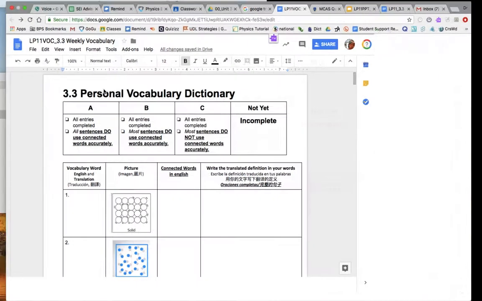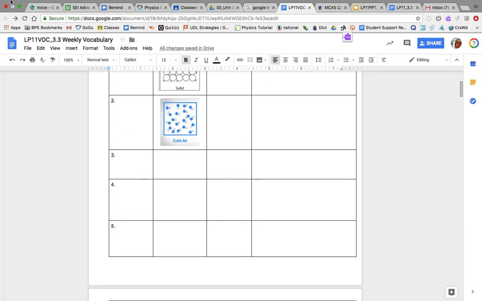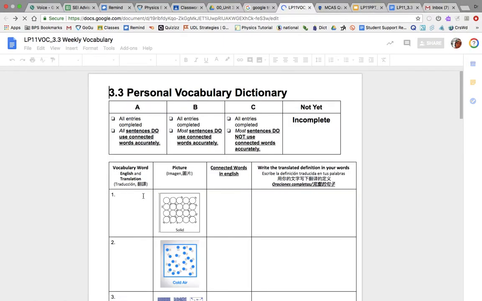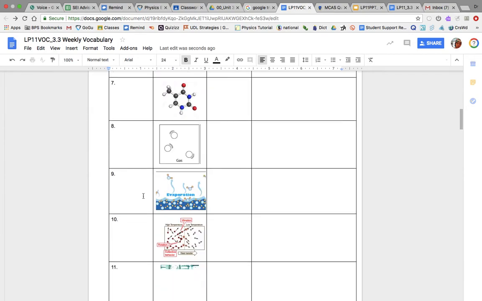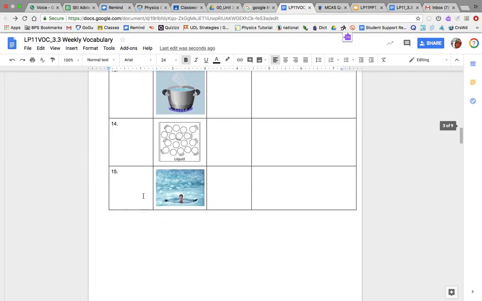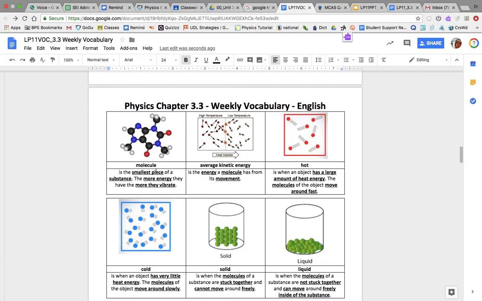We have the personal dictionary, or personal vocabulary dictionary, for 3.3. The vocabulary for this, let me refresh, start over so we can see all the pictures. Okay, good. So here we have all the pictures. This is the dictionary page, and at the bottom, if you go down, is the vocabulary. So I want to go over the vocabulary for physics chapter 3.3, and this is the weekly vocabulary in English.